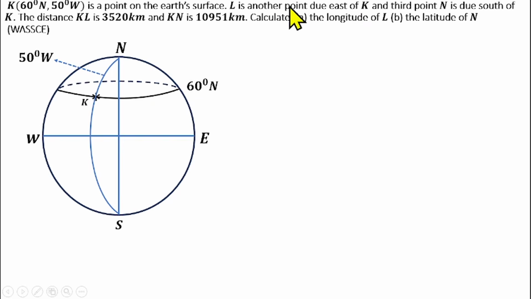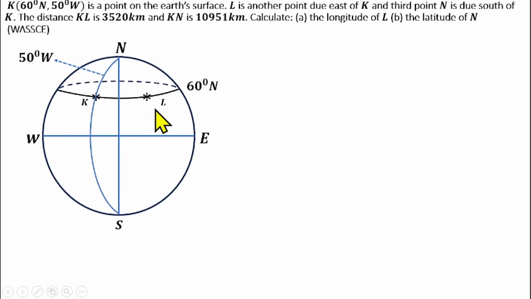There's another point L. It is due east of K. So you should know that this point L, which is due east of K, is around somewhere here. East of K should be around here. That means L will also be on the same latitude, so I can locate my L around here now.